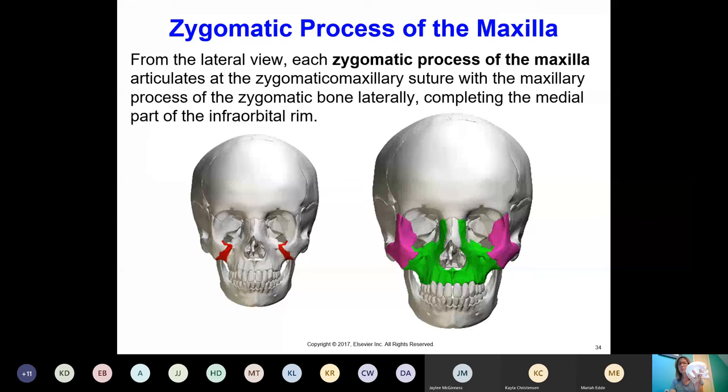If I were to put that on a test, which I won't, but if I were, I can't promise you boards won't, you can just divide that word in half and you know you're looking for the zygomatic and the maxillary and where they meet. So let me show you on the colored skull. Here's the zygomatic bone, here's the maxilla, and the area right there where they meet, zygomatic, maxilla, that's the zygomaticomaxillary suture. And so that part of the zygomatic bone completes the medial part of the infraorbital rim.